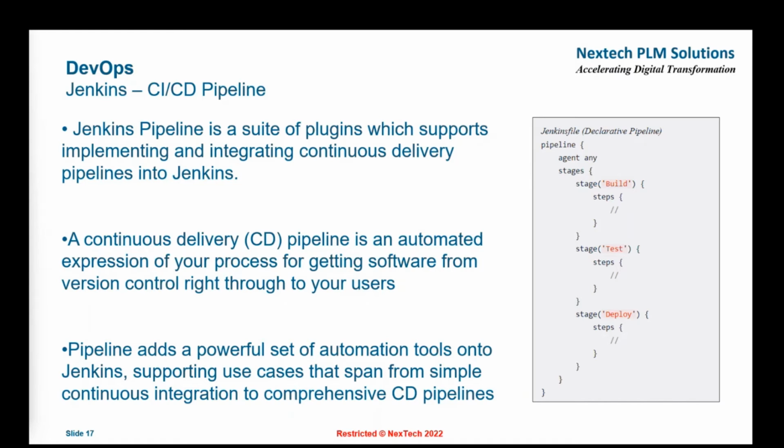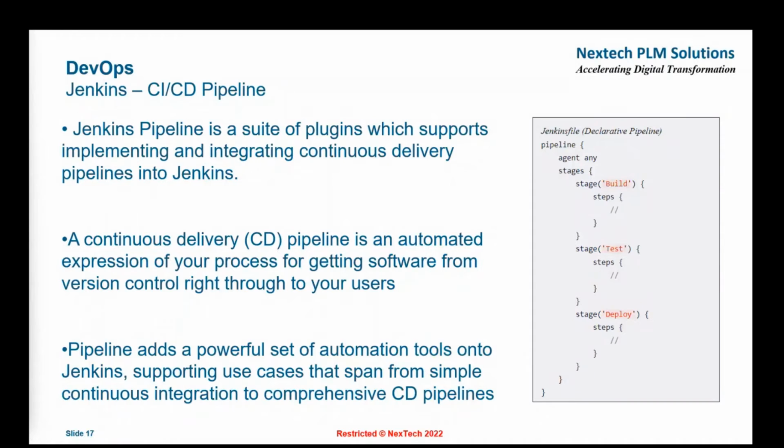Okay, so a Jenkins pipeline is basically a suite of plugins which supports the implementation and integration of a continuous delivery pipeline. Here you can see the typical syntax of a Jenkins pipeline. So continuous delivery, right, that we were talking about. A continuous delivery pipeline is an automated expression of your process.